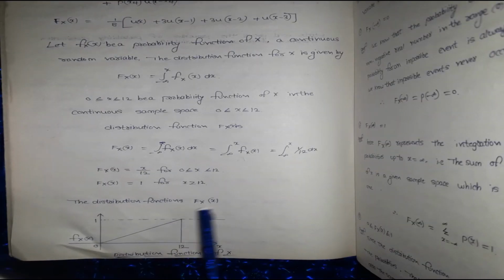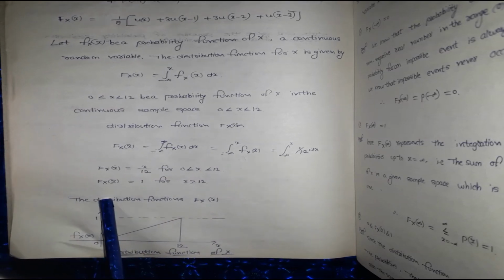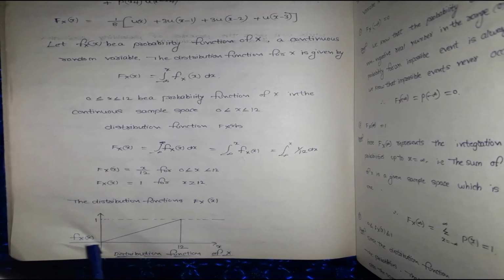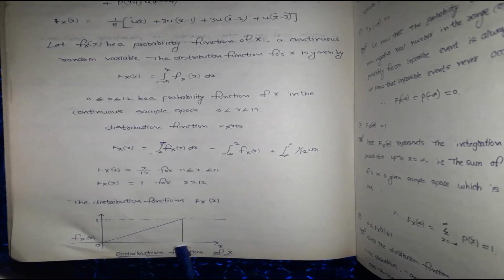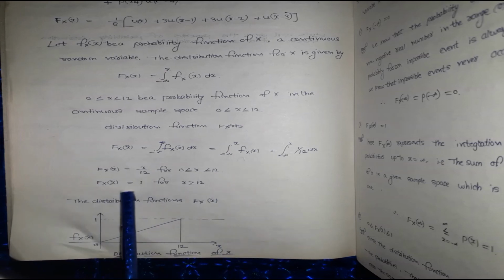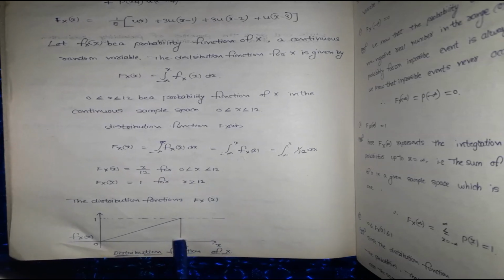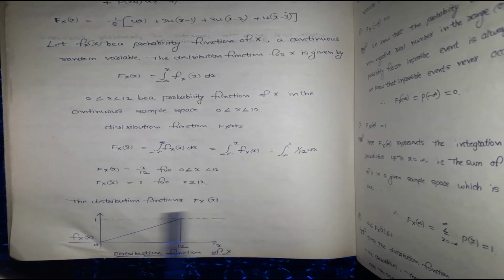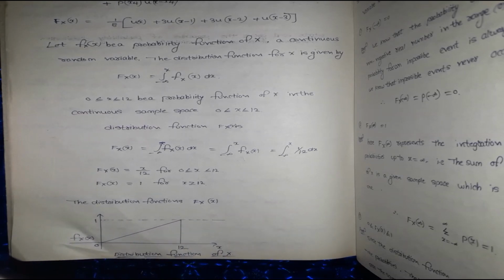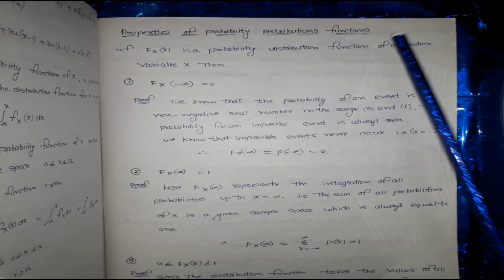The distribution function Fx(x) is plotted against the x axis. This is the plotting of the unit impulse function. Fx(x) is the magnitude here, with the value 1 for x greater than or equal to 12. This is the plotting of a random variable. Now we discuss the properties of the probability distribution function.